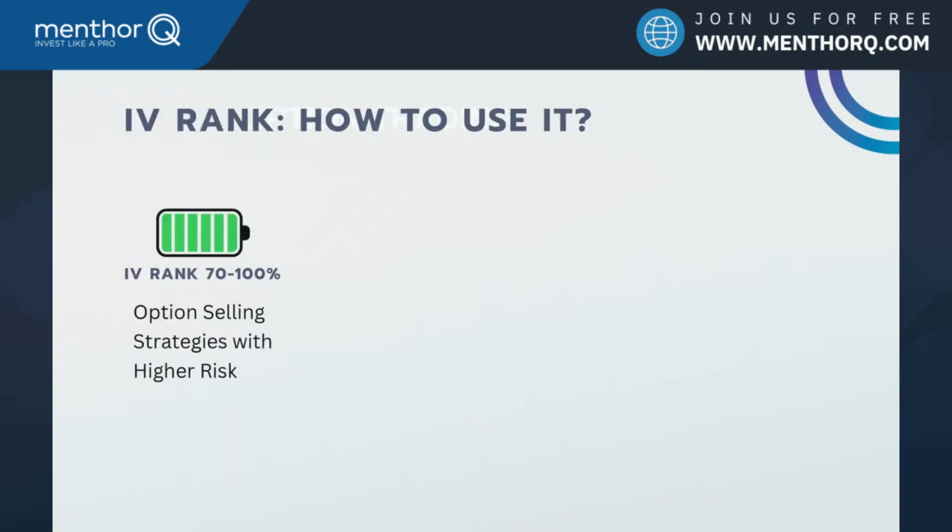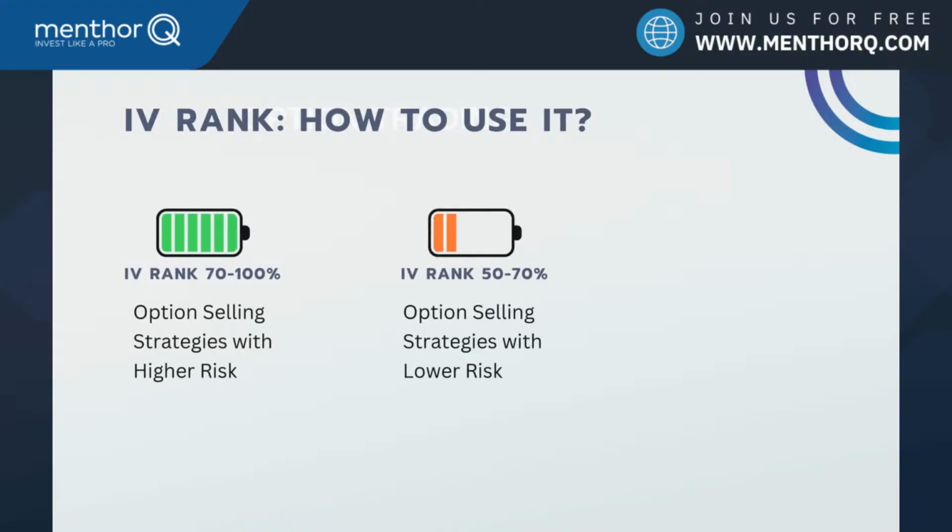and IV crash. So to do that, you could actually use a simple indicator that we also provide, which is the IV rank. So when the IV rank of a stock is between 70 and 100, that means that the premiums are pretty high compared to the past 1 year. So option selling strategies with more risk are better in this scenario.